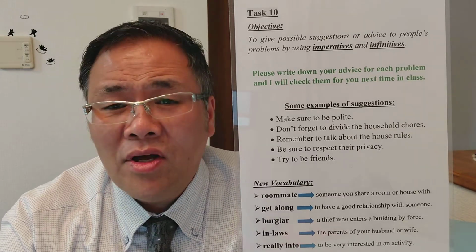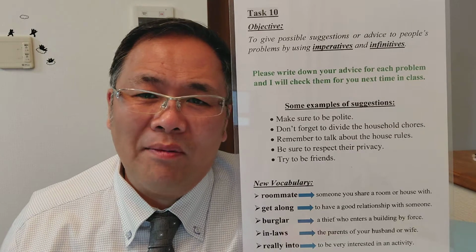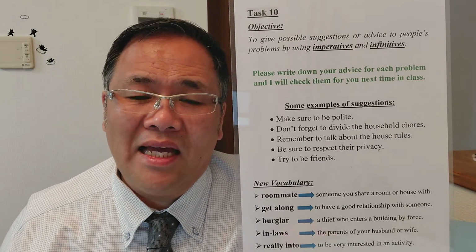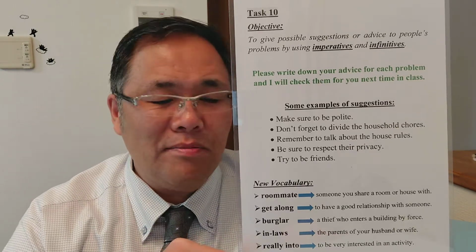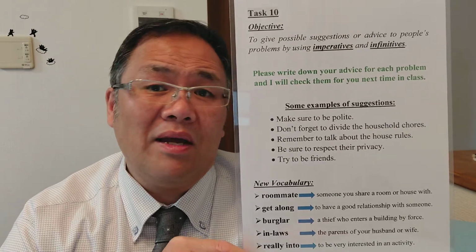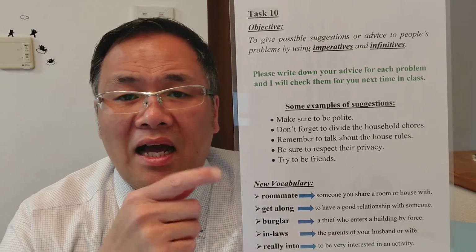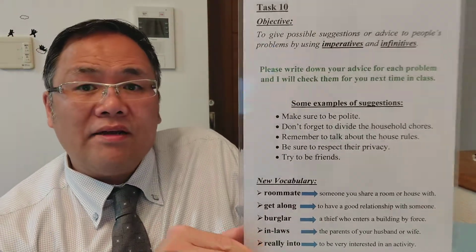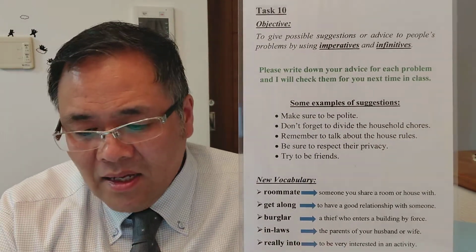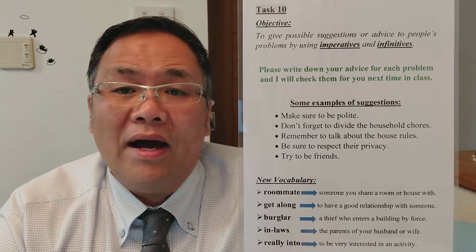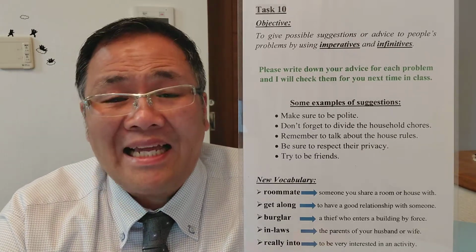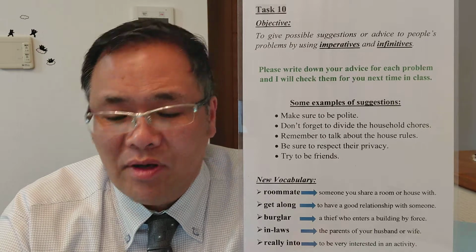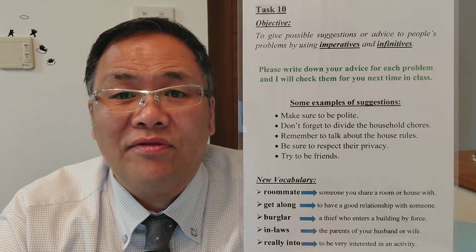Now, you may encounter some new vocabulary when you read these 6 problems. There may be some new expressions or vocabulary that you may not be familiar with. Roommate. Let's have a look. So I'll just put this up so you can see clearly. Roommate is someone you share a room or house with. Another expression, get along. If you get along with someone, you have a good relationship with that person.